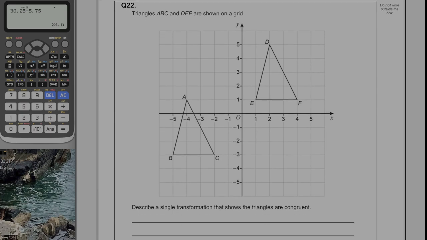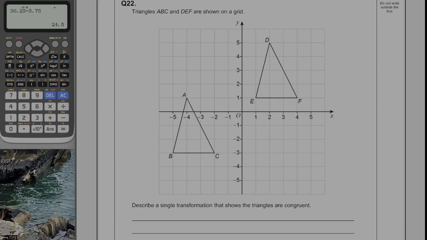Right, question 22. The triangles ABC and DEF are shown on the grid. Describe the single transformation that shows the triangles are congruent. Right, we could do it either way around. I'm going to follow the process of A, B, C to D, E, F, which is a translation.